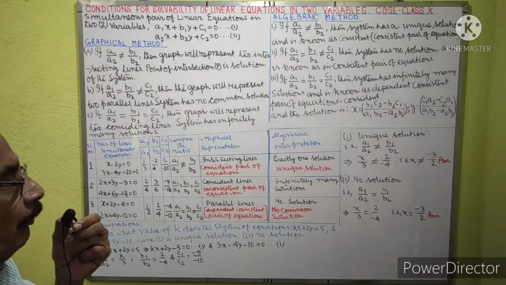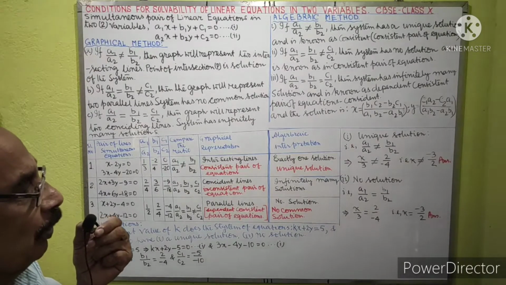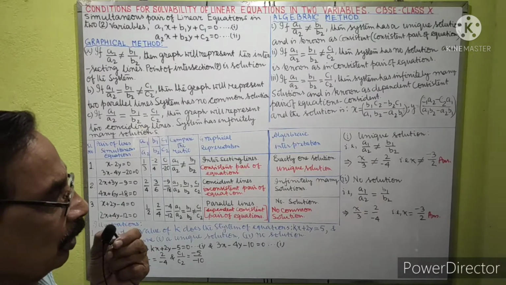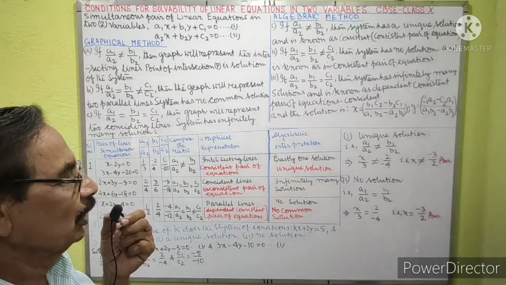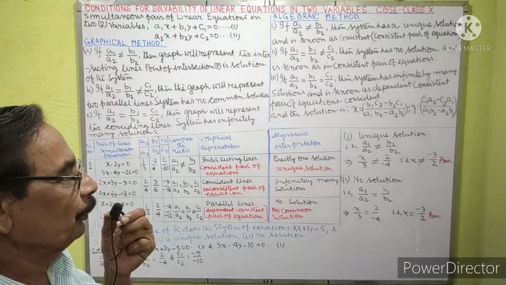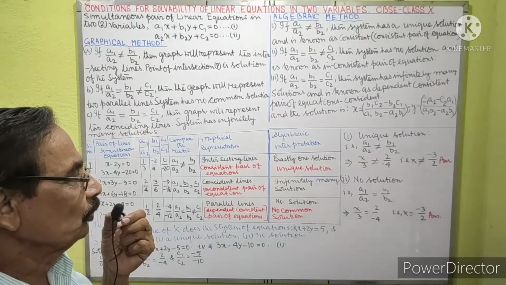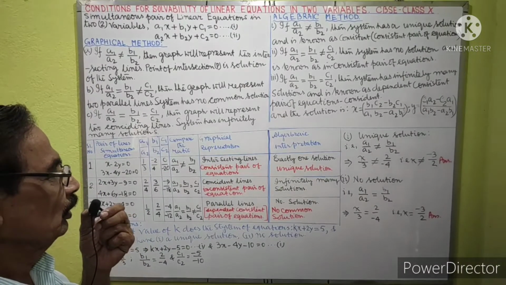And the solution is x equal to (b1 c2 minus b2 c1) by (a1 b2 minus a2 b1). By this you can very easily calculate the value of x, and y equal to (c1 a2 minus c2 a1) by (a1 b2 minus a2 b1). With the values of a1, b1, c1 and a2, b2, c2, you can find out the values of x and y.